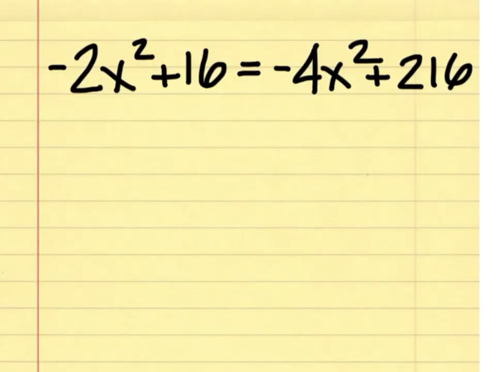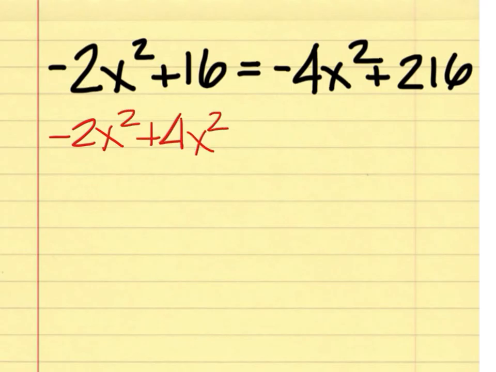What is the first thing that I need to do on this problem, Hamilton? Take the negative 4x squared over to the 2x squared, make it positive, and take the 16 over the 216 and make it a negative. Yeah, that's right. You would have negative 2x squared plus 4x squared, and then 216 minus 16. You don't have to solve the whole problem, just the one question, but he is right.